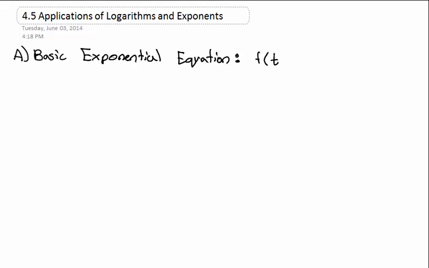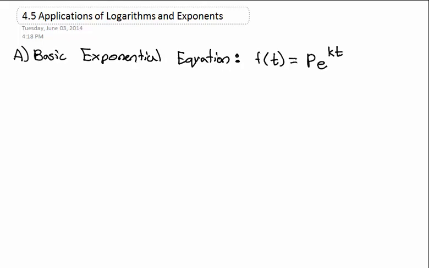This video is going to take a look at applications of logarithms and exponents. And the main application we're going to look at is going to center around the basic exponential equation. And that is going to be the function f of t is equal to p e to the kt.